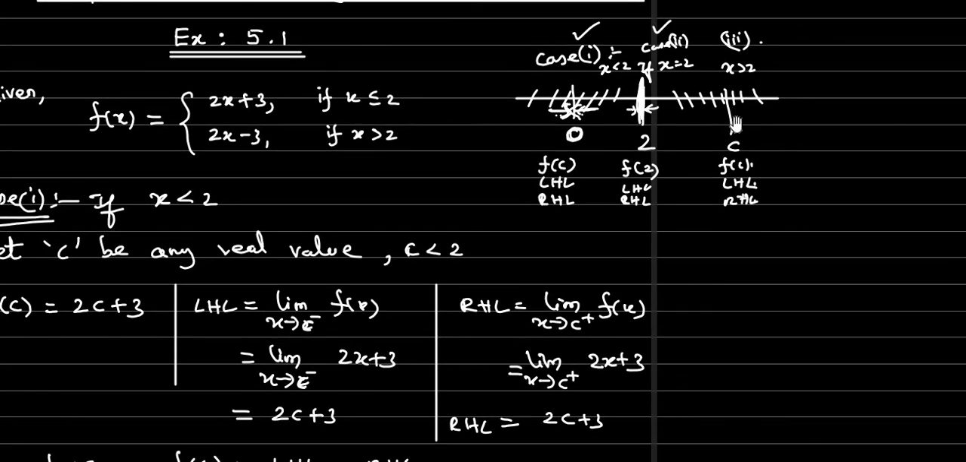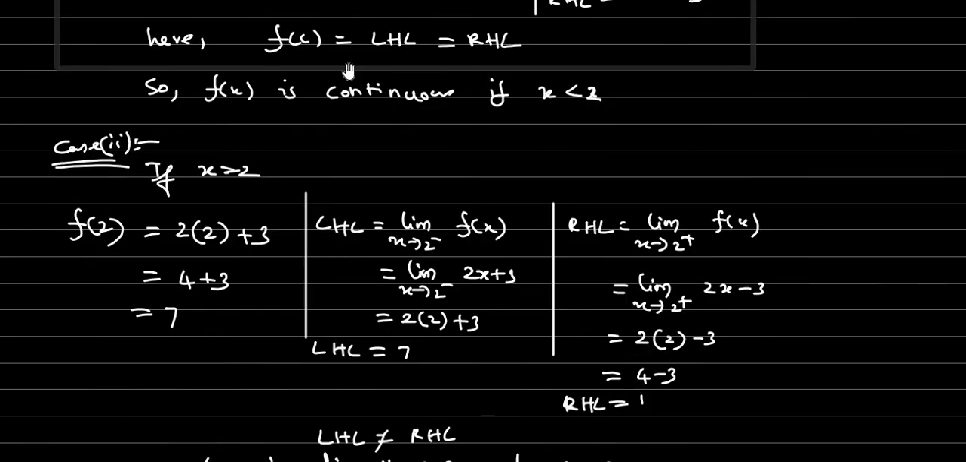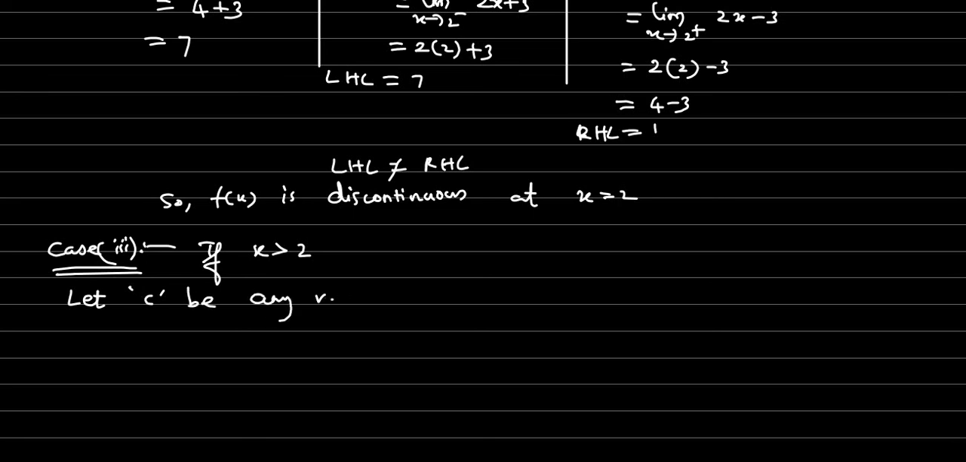Now we'll test the continuity if x is greater than 2. That is case 3, if x is greater than 2. Greater than 2 means again infinitely many real values lie there. So we are going to have a common name. Let C be any real value, and at the same time C should be greater than 2. So C lies somewhere here, right?